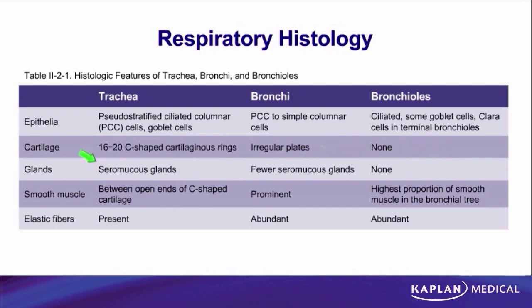So as we go from top to bottom, we are losing cartilage, we're losing mucus glands, but sort of the inverse of the cartilage, as we're losing rigidity, we want to gain elasticity. And so as we're decreasing cartilage, we're increasing elastic fibers and smooth muscle. Okay, so that increases as we go down, that decreases as we go down, that decreases as we go down. Okay?